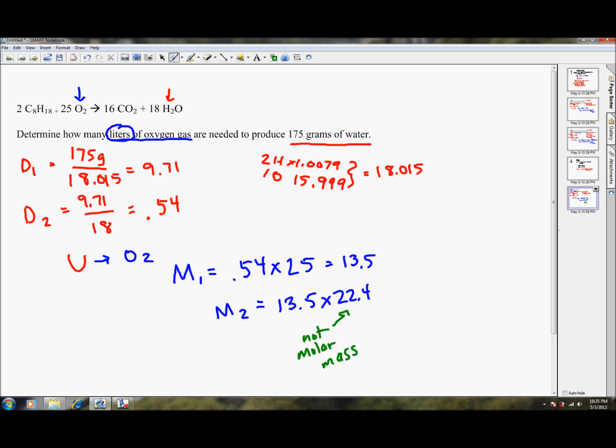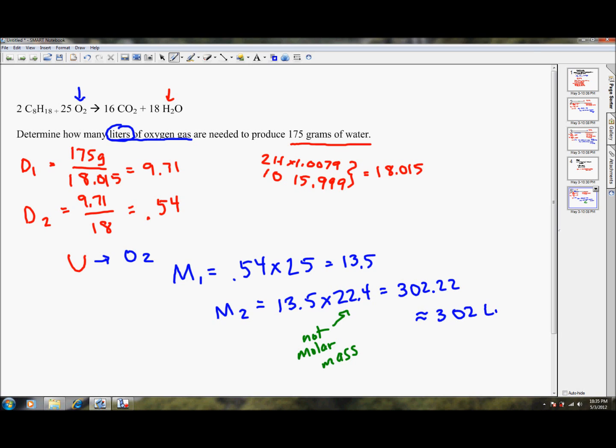Why am I not going to use the molar mass this time? Because the unit I want is liters. If it was grams, I would use molar mass. I don't have grams, I have liters. So I'm going to just simply multiply the answer by 22.4 instead of the molar mass. Okay, 302.22. Now I ask myself, how many significant figures do I round to? I have 1, 2, 3. This has to be rounded. So I'll just drop off the 2's after the decimal point.